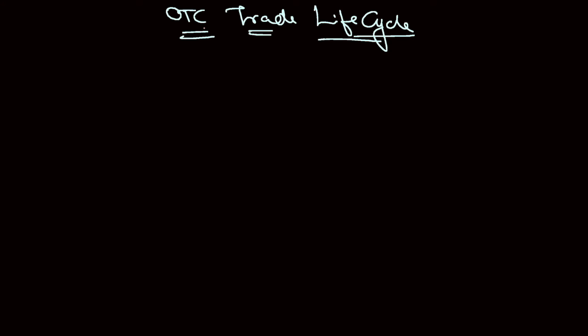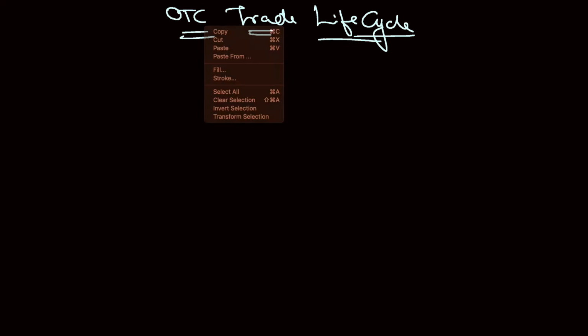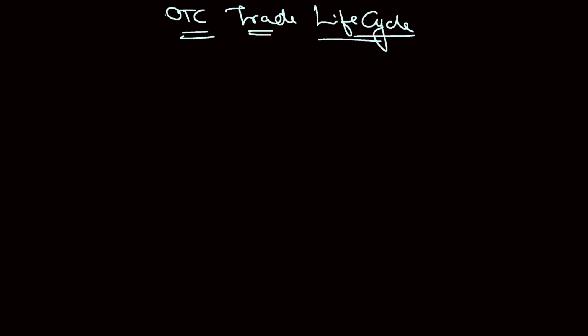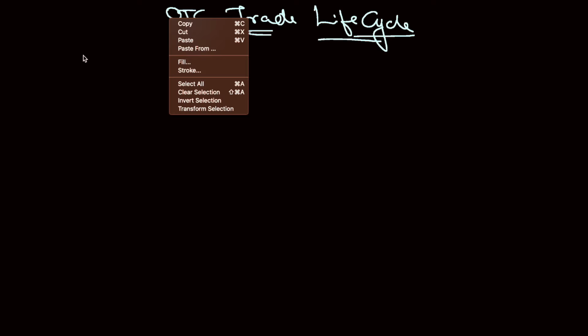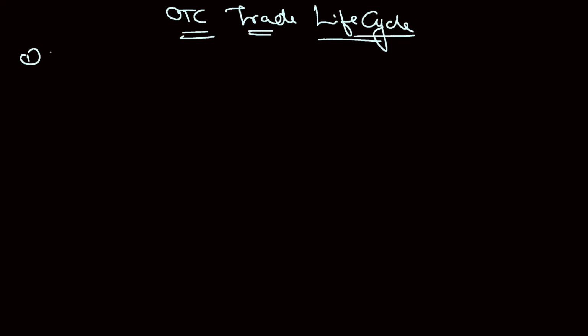So when it happens in the absence of the exchange, that means the counterparties already know each other. They know each other, and so it will be a bit customized. So the typical steps involved in the OTC trade life cycle are as follows. Number one, trade initiation stage.